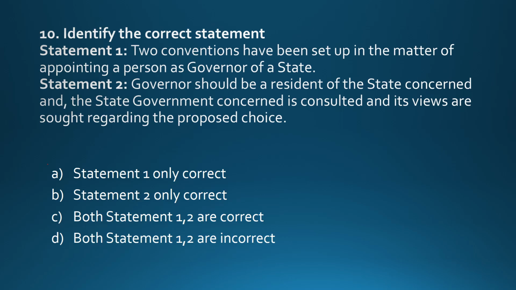Correct answer is option A. Statement 1 only correct. In statement 2, the governor should come. Not, we have to add: governor should not be a resident of the state. Correct answer is option A. Statement 1 only correct.